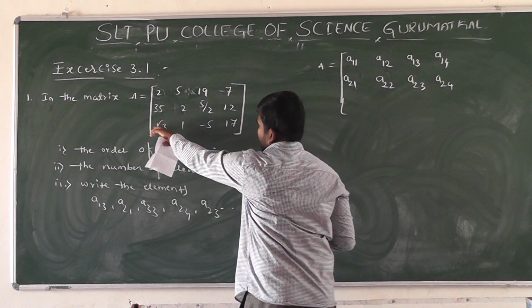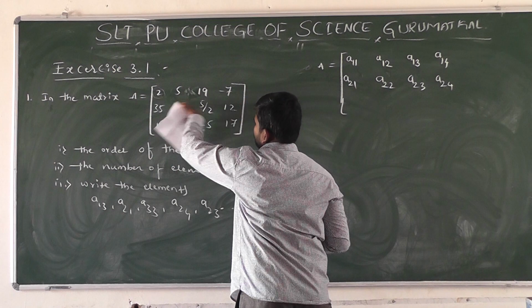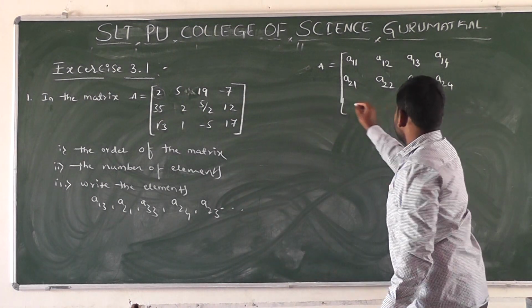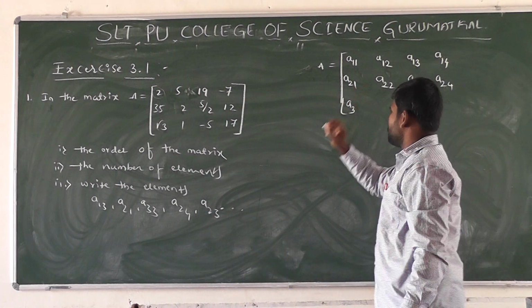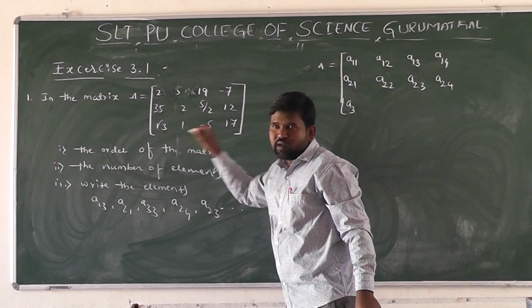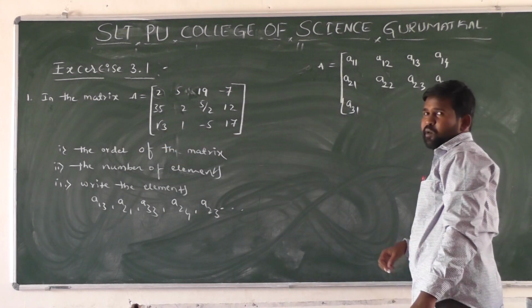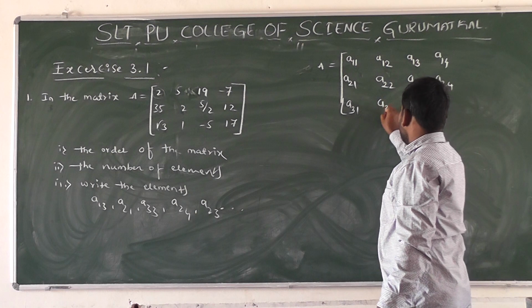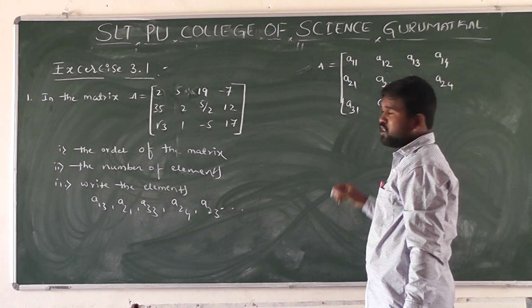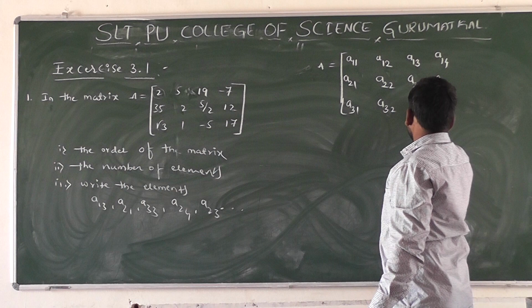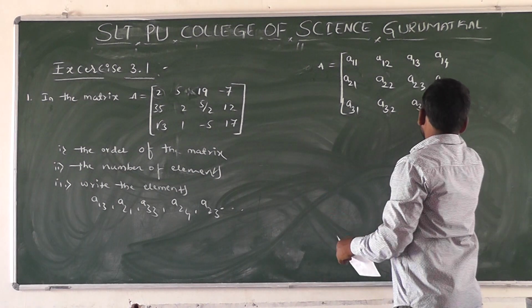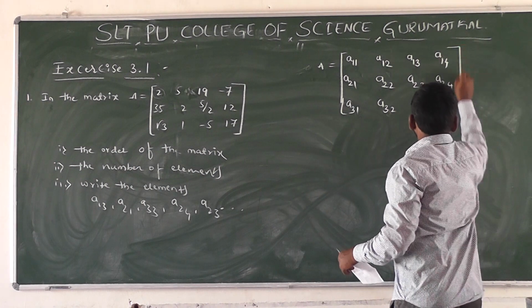Next one, which row number here? This is the first row, this the second row, and this the third row. Third row, first column element. Next, third row, second column. Next, third row, third column. Next, third row, fourth column in general.